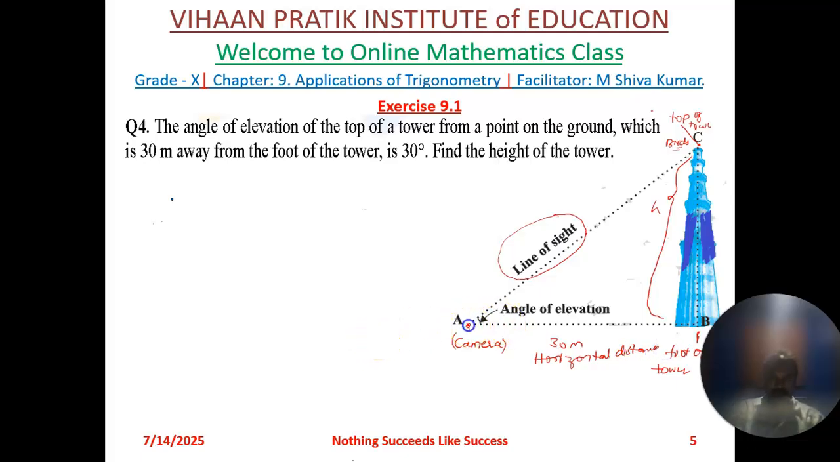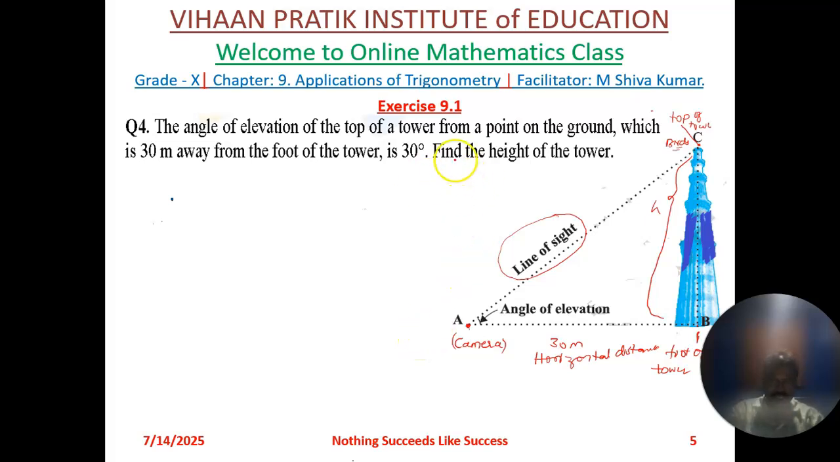Camera is at this point. It is looking at the top of the tower. It is 30 meters away from the foot of the tower. When these two lines are joined at this point, an angle is made. This angle is called the angle of elevation. The meaning of angle of elevation is looking upwards. When you look upwards with a certain angle, such angle is called the angle of elevation.